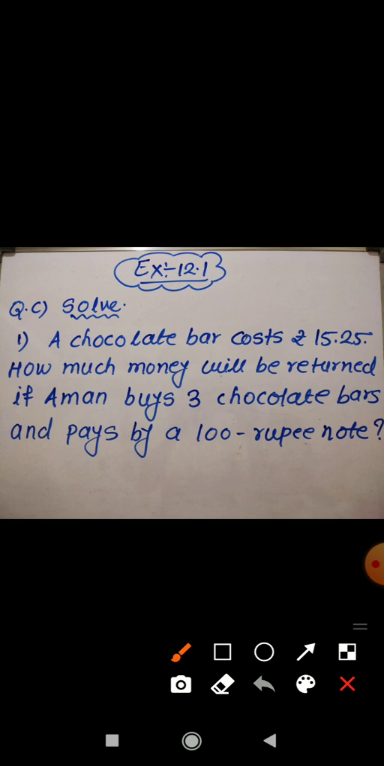See, the cost of one chocolate bar is 15 rupees 25 paise, right? But Aman buys 3 chocolate bars. So first we have to find out the cost of 3 chocolate bars, and then we have to subtract the cost of 3 chocolate bars from the amount paid. How much amount did he pay to the shopkeeper? 100 rupees. So from 100 rupees we need to subtract the cost of 3 chocolate bars. So that will be the money left.